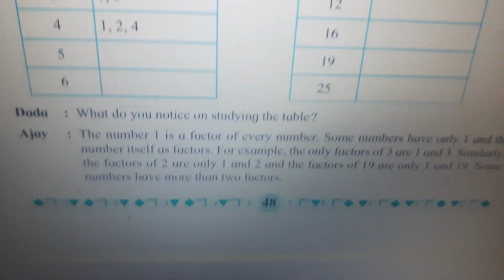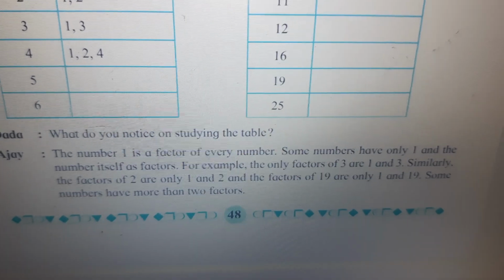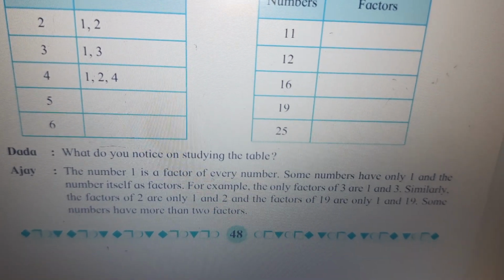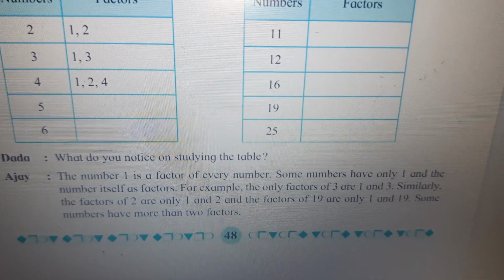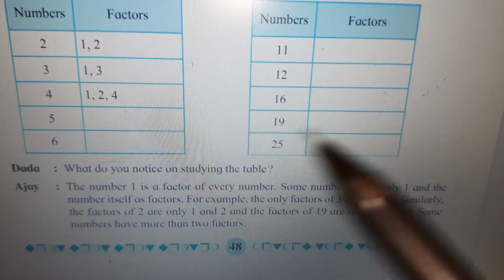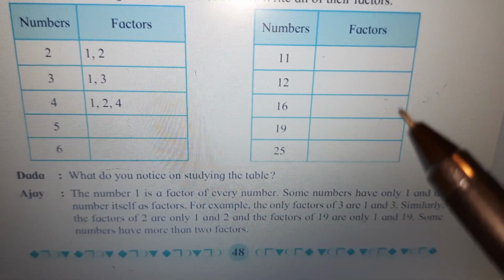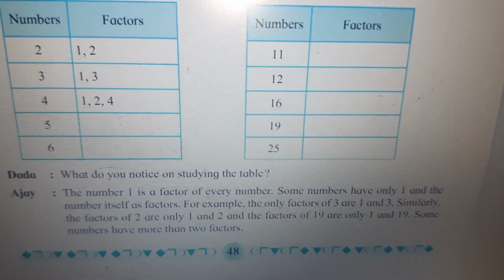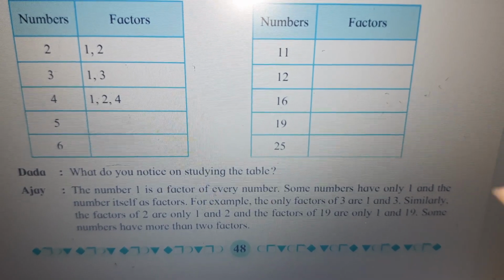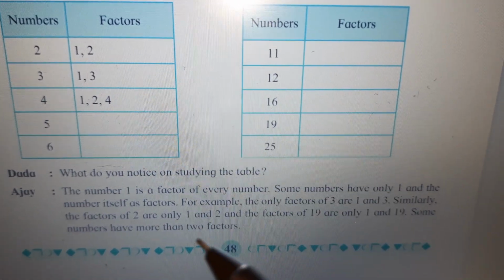And now listen, tell me, what do you notice on studying the table? Showing you in the text itself. The number 1 is a factor for every number. Some numbers have only 1 and the number itself. That is, you can see 2, 3 and 19. You can see 11 also. They have got only 1 and the number itself. So such numbers are called prime numbers. And those numbers which have got more than 2 factors, means more than 1 and itself.